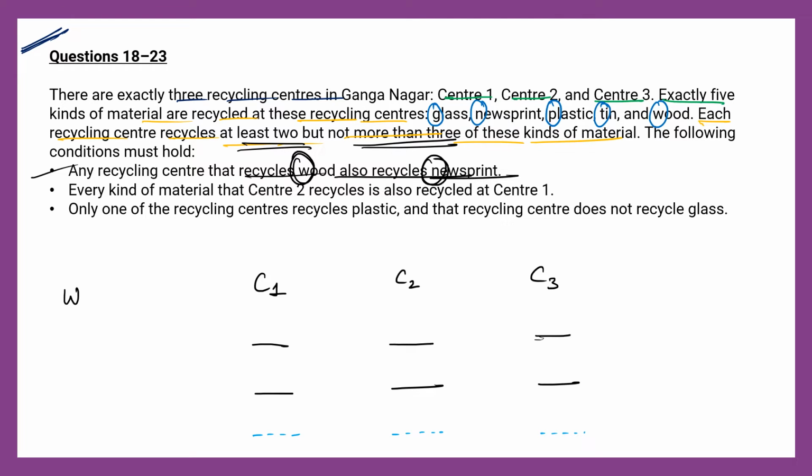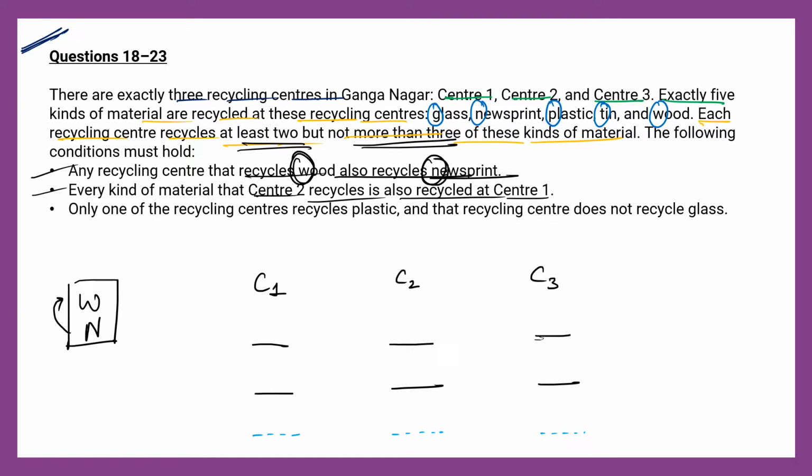Let's just make a block out of it like this, okay? Or if you want, you can draw the block like this if that's easy. Just remember that it can be WN or NW, so you can also maybe draw an arrow like that, okay? Now, let's look at the next rule. The next rule says that every kind of material that center 2 recycles is also recycled at center 1.